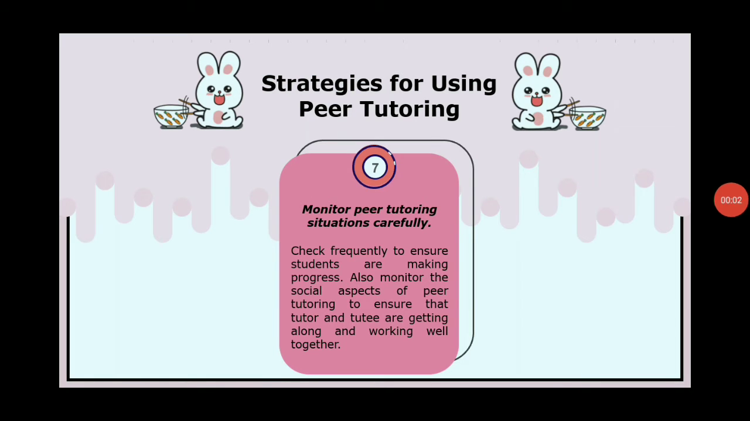The last strategy for peer tutoring is to monitor peer tutoring situations carefully. Check frequently if the students are making progress. Also, make sure that the tutee and the tutor are getting along well and working well together.